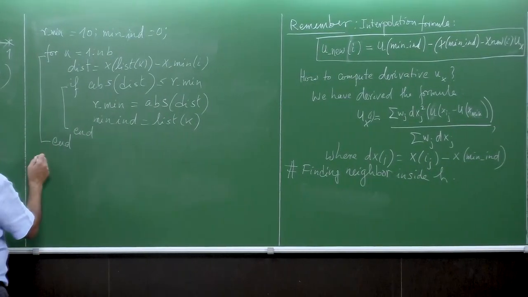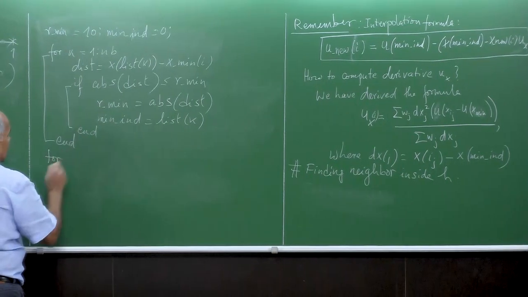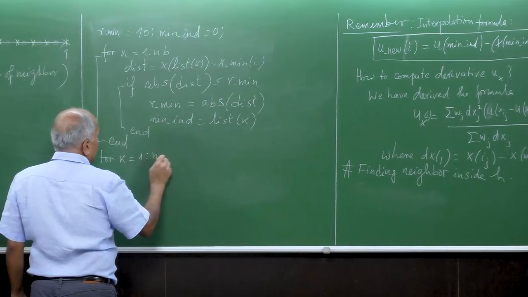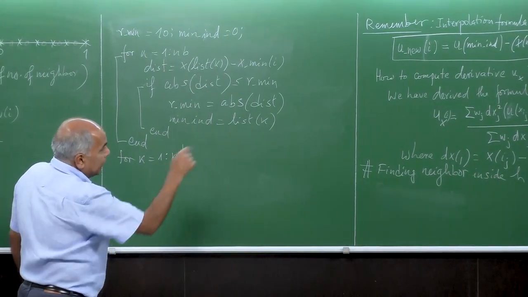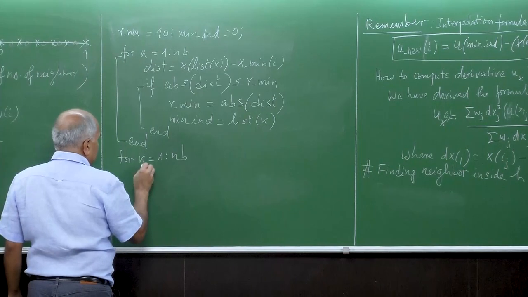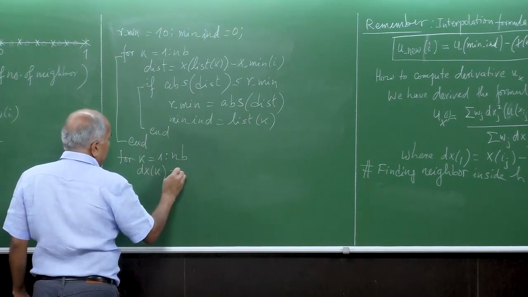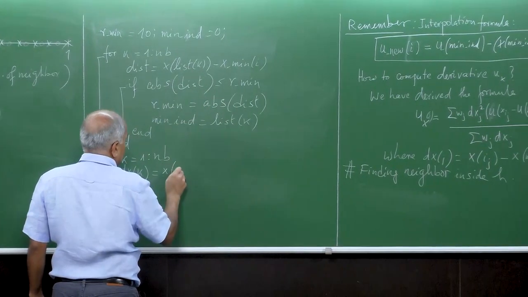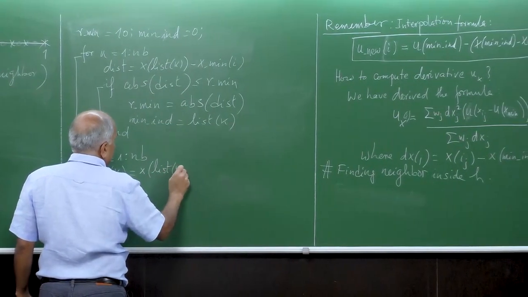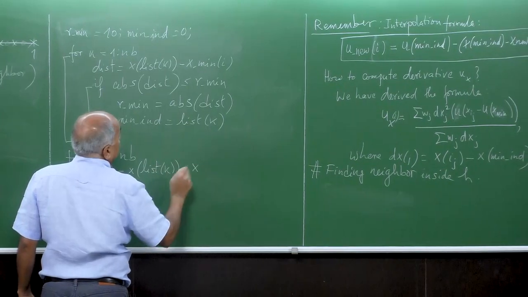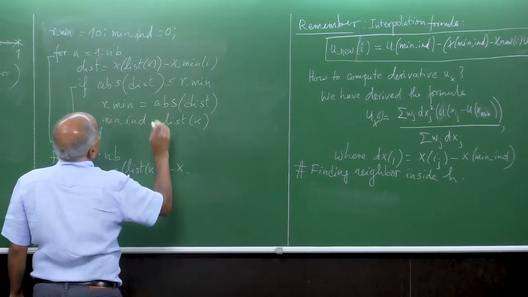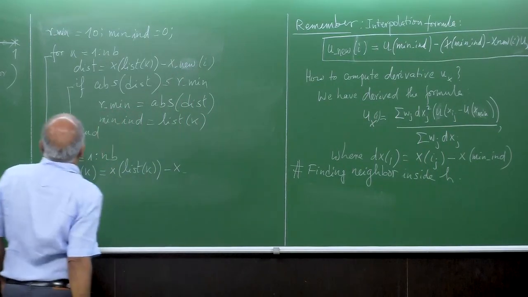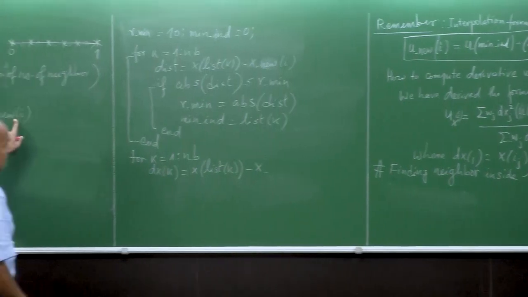So now let us define, for k equal to 1 to nb, what we need. We need first our dx. So dx of k is equal to x list of k minus x, sorry, this is x nu, because I have no mu, so this is all x nu.